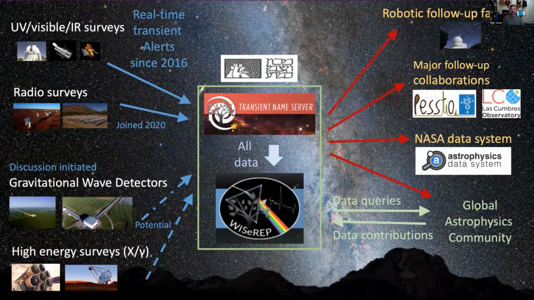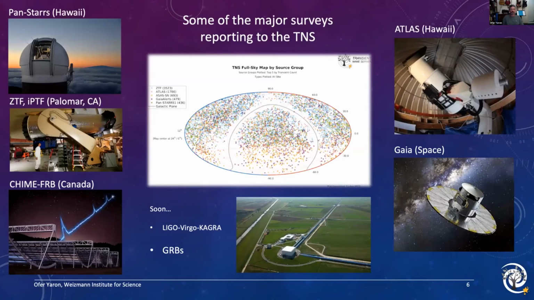Here is just a picture of some of the major surveys that are currently reporting to the TNS. You see here PanSTARRS and ZTF, the successor of PTF, ATLAS, there's CHIME, Gaia, a space mission, and soon we hope to also have on the TNS the LVK collaboration and also GRBs.